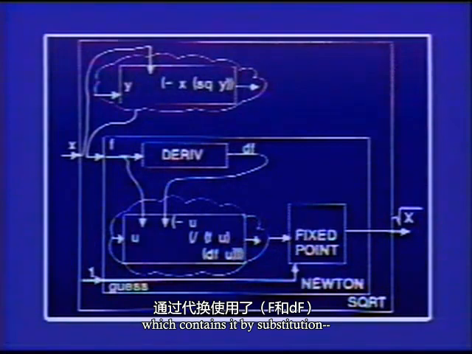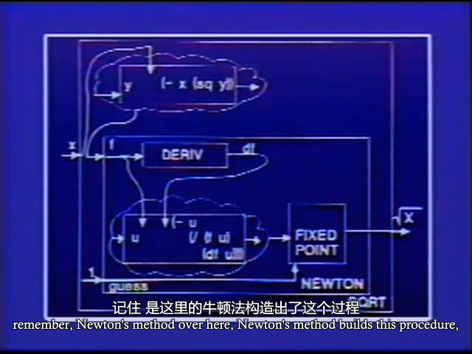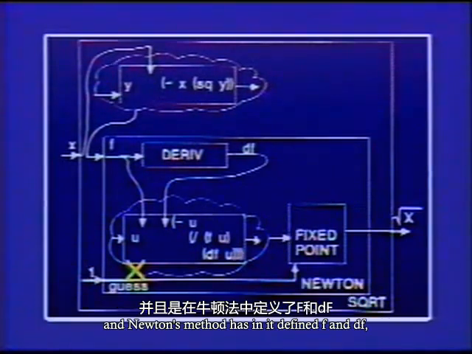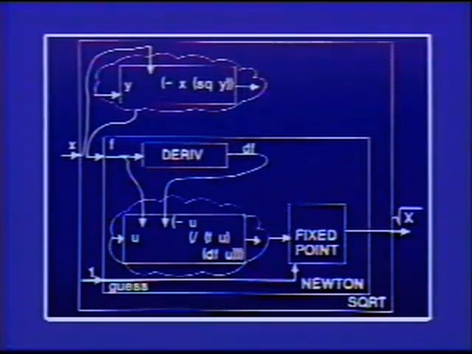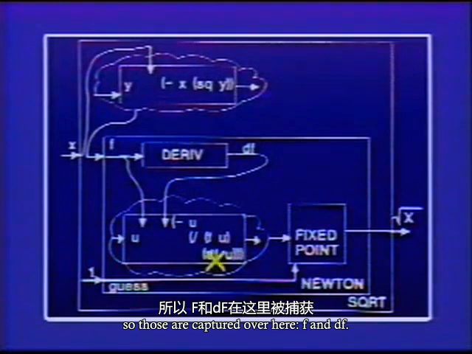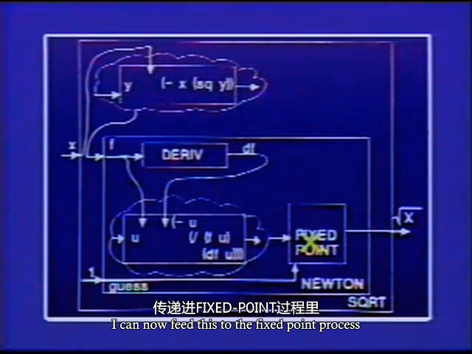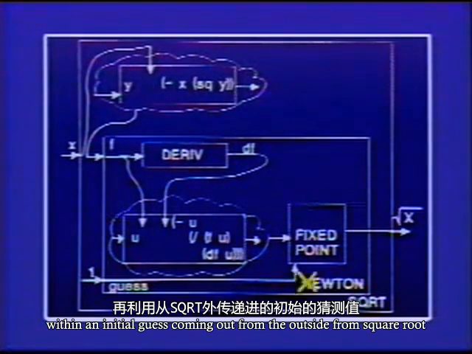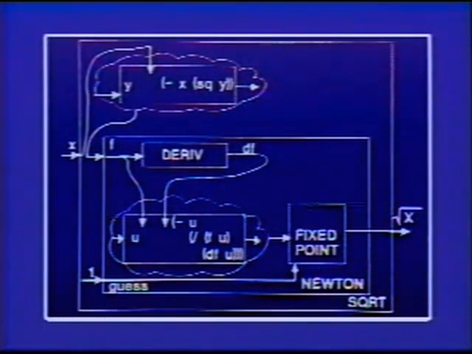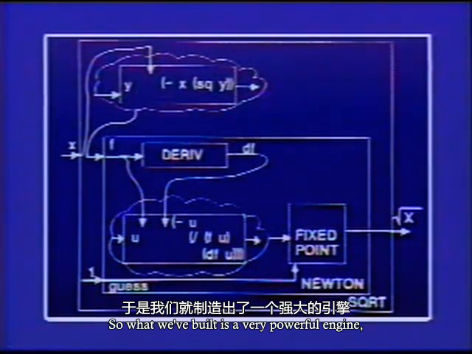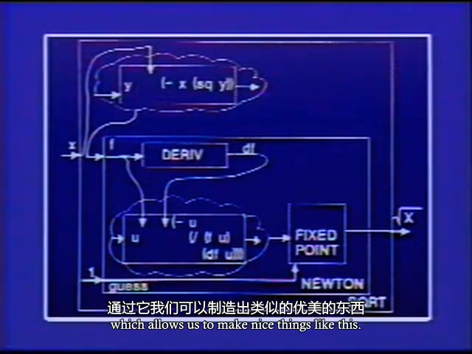So this procedure contains in it, by substitution, remember Newton's method over here, Newton's method builds this procedure, and Newton's method has in it defined f and df. So those are captured over here, f and df. Starting with this procedure, I can now feed this to the fixed point process with an initial guess coming out from the outside, from square root, to produce the square root of x. So what we've built is a very powerful engine which allows us to make nice things like this.